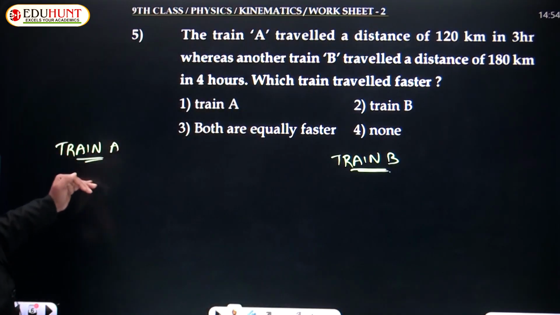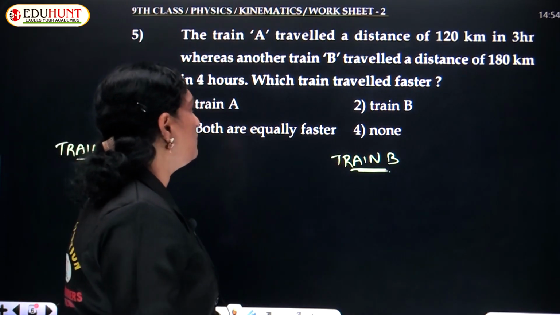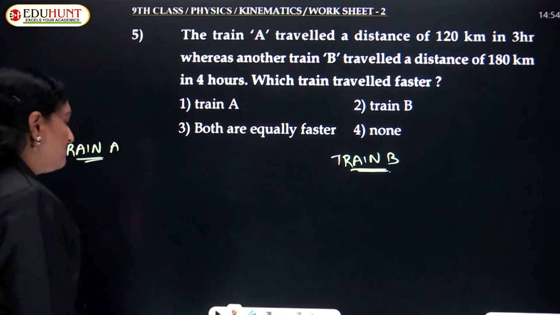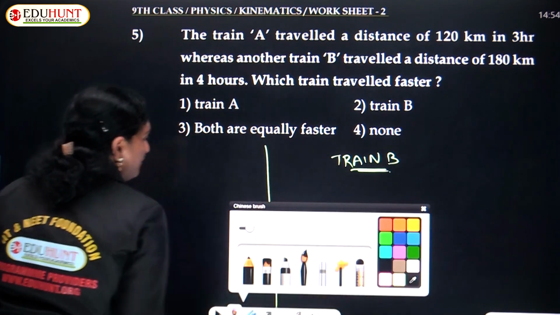Train A travels a distance of 120 kilometers in 3 hours. Another train B travels a distance of 180 kilometers in 4 hours. Which train travels faster? So let us calculate the speed of each train.